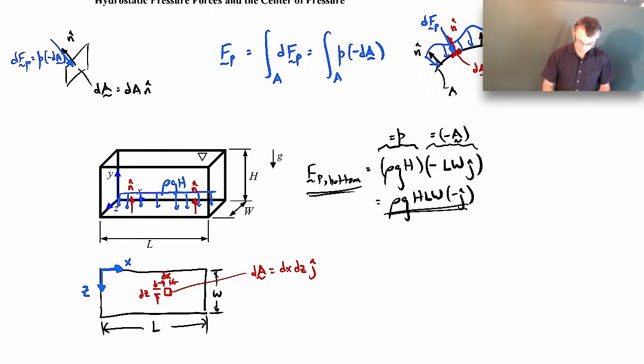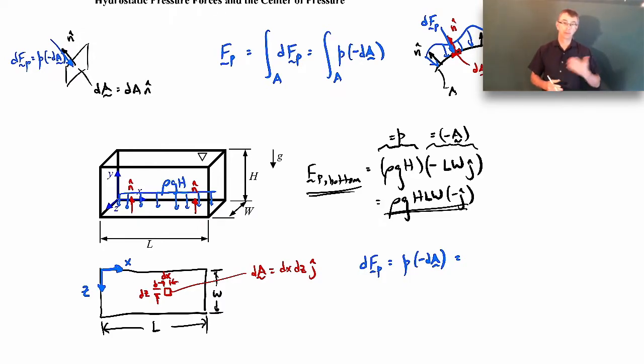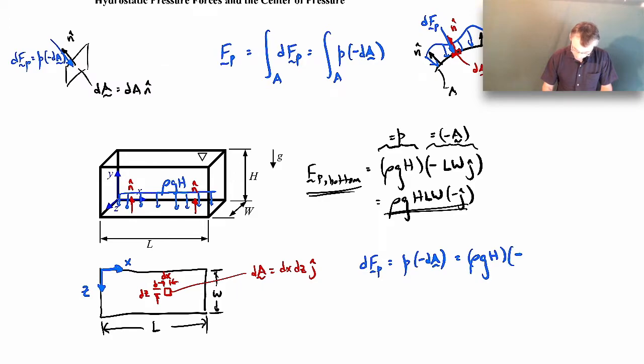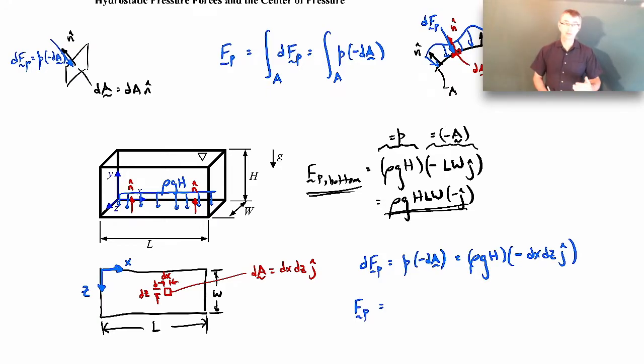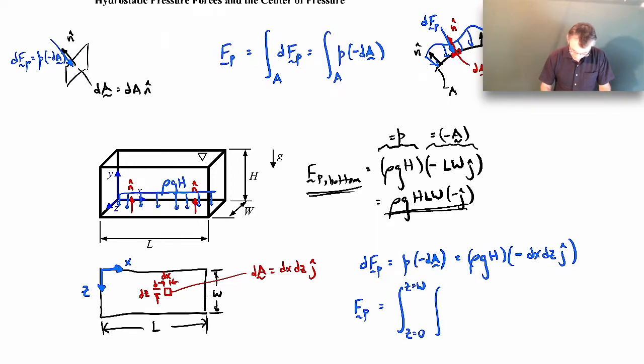Okay, so then our little bit of pressure force on that area is going to be P times minus dA. Well, the pressure we know already from the first part of the problem. The pressure on that little area is going to be rho g h because it's at the very bottom of the tank. So it'll be rho g h times minus, we just said the area was dx times dz in the j hat direction. So that's our little bit of area, and then to get the full pressure force over the bottom, we're going to integrate over the whole area. Now the integral here, we'll have to integrate in the x direction and the z direction. So z goes from 0 to W, and x goes from 0 to L.